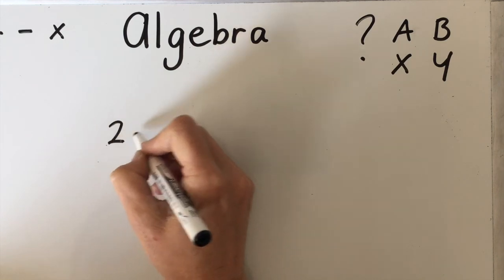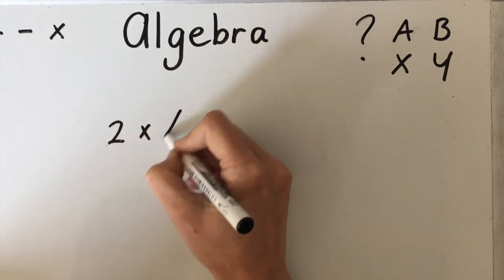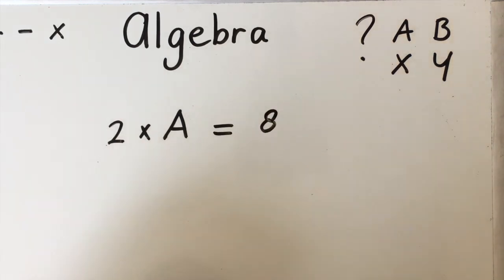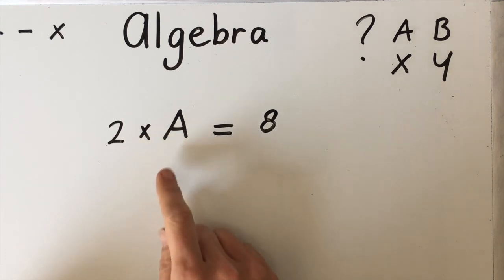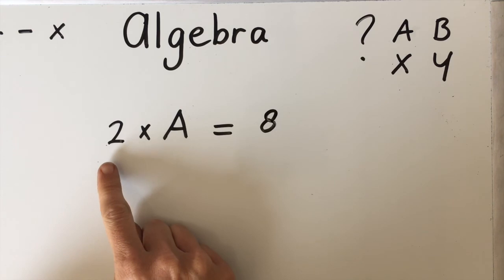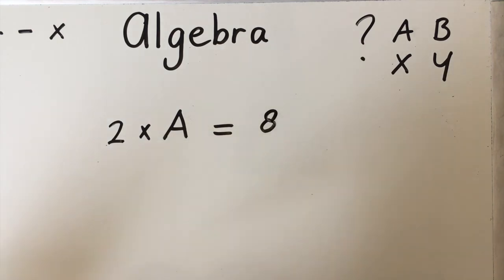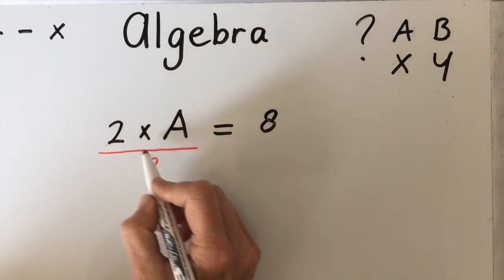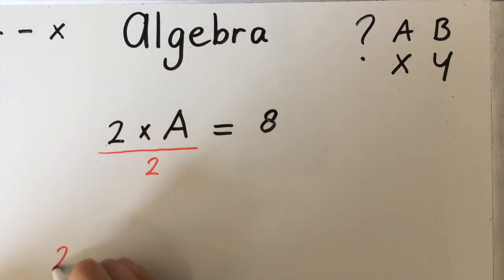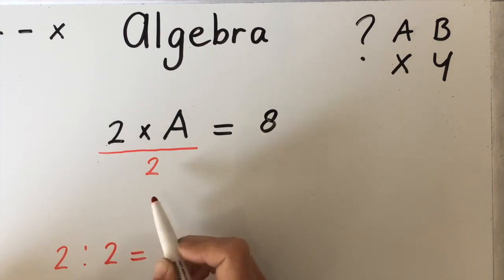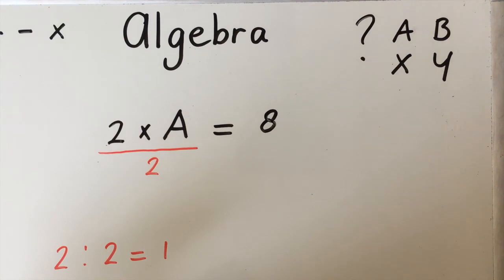You have 2 times a, and that equals 8. How do I find out what a is? Well, here I have 2 times a. But if I only want to know what 1 times a is, I need to divide this number by 2. Because 2 divided by 2 equals 1. So it's 1a. That's exactly what I'm looking for.